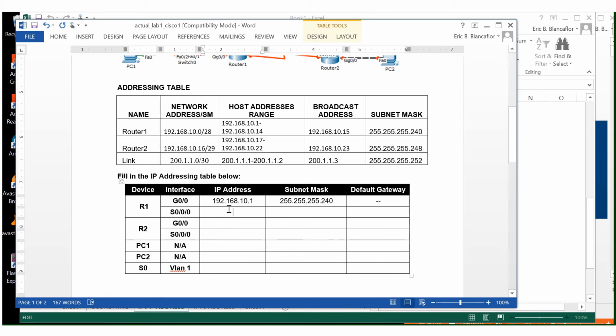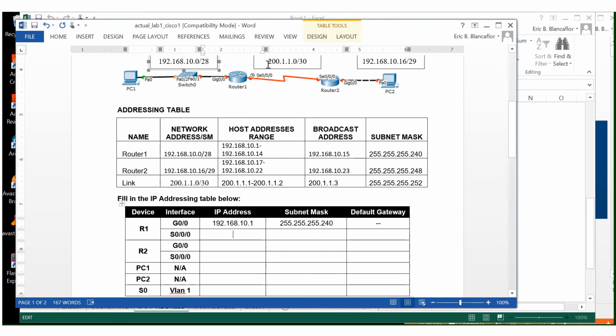We assign the default gateway to the PC and to the switch. So, what IP address will we assign to S0? S0 is a part of this network. So the IP address we will assign is 200.111, and then the subnet mask is this one, 255.255.255.252.